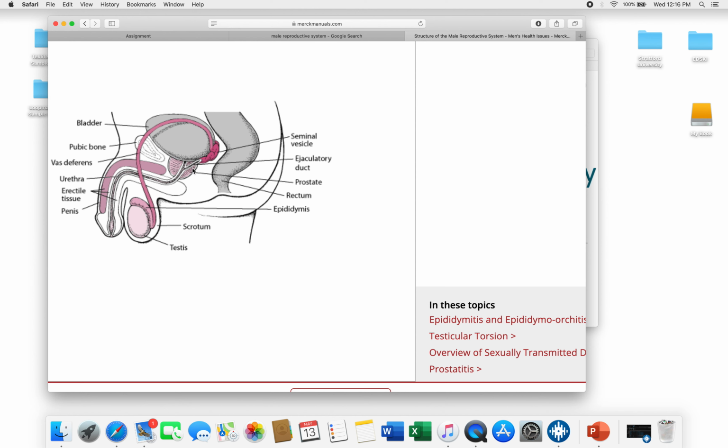Now, the importance of the seminal vesicle and the prostate is that the testes makes sperm, but the sperm need an environment to swim in.